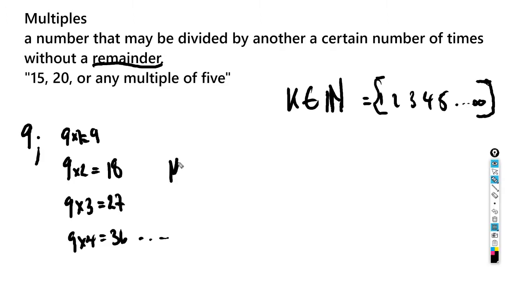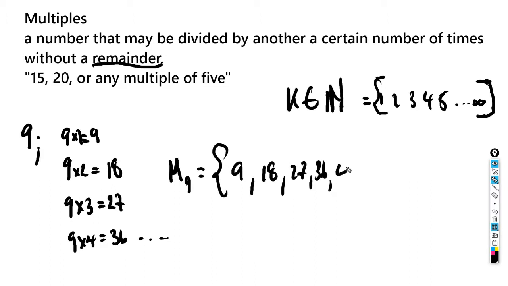So let's call a set M, which is the multiples for 9. And then it would clearly be your 9 times tables, which is 9, 18, 27, 36, 45, 54, 63, 72, 81, and so on.